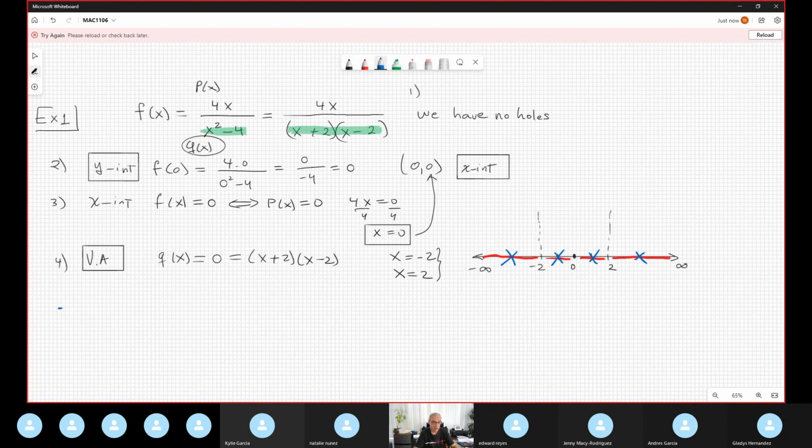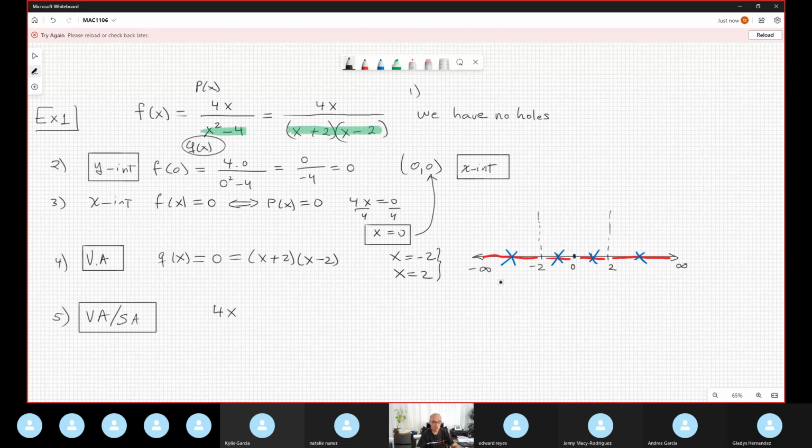Okay, number 5 is the analysis of horizontal asymptote or slant. Remember, I put them together because they are mutually exclusive. When you have horizontal, you have no slant. When you have slant, no horizontal. Now you are doing the analysis of degree.